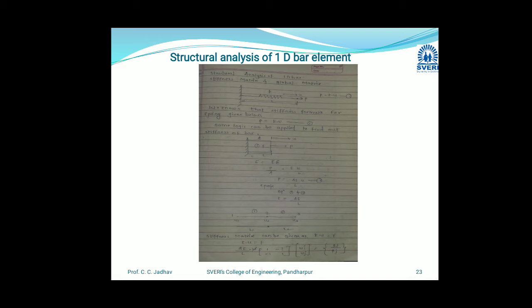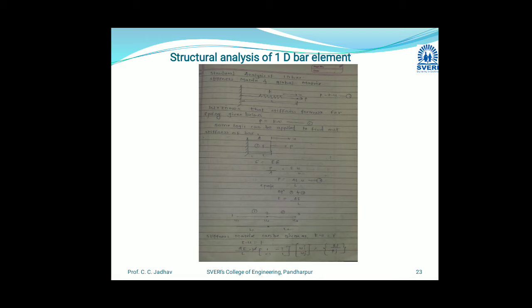So we know the stiffness formula for the spring is force P equal to K into u. The same logic we are going to apply to find the stiffness of a bar. So this is for one spring, and now we apply the same logic for the bar. Take a simple bar with one end fixed and one end free, with area of cross section A, element number 1, applying force P, displacement small u, and length L.